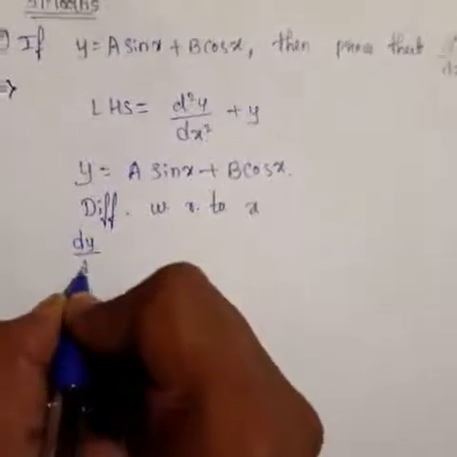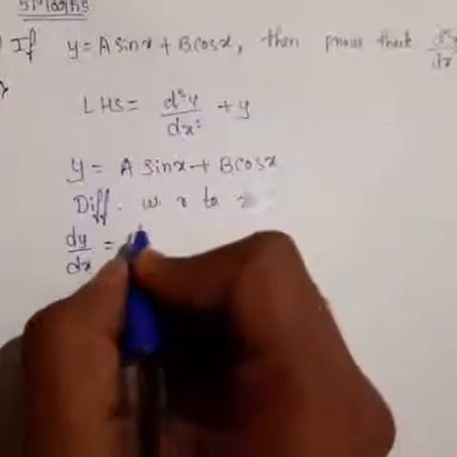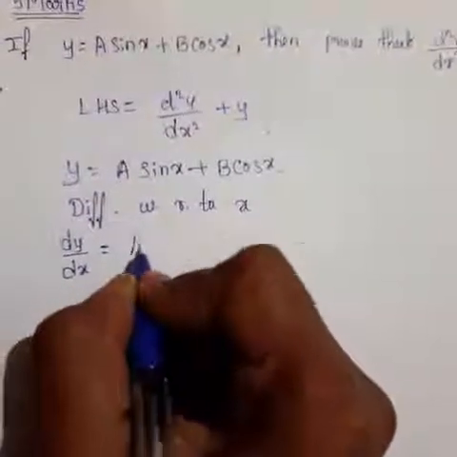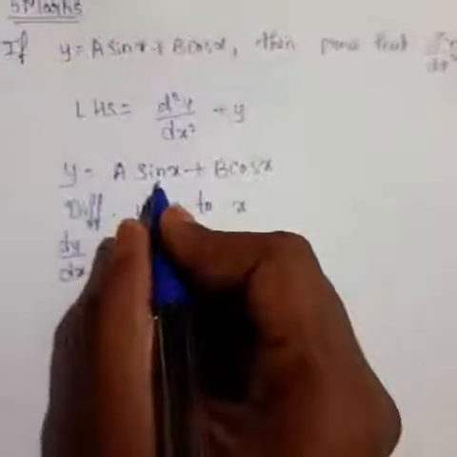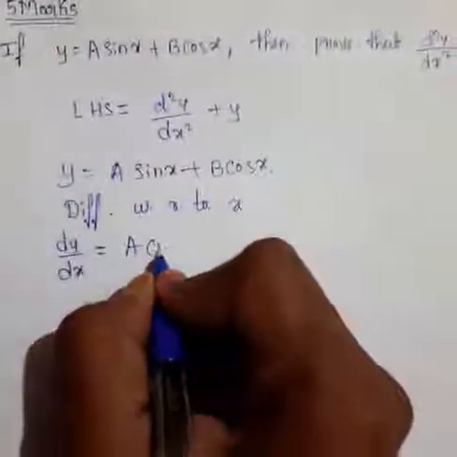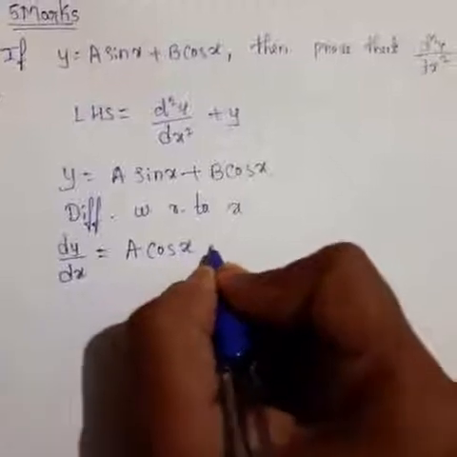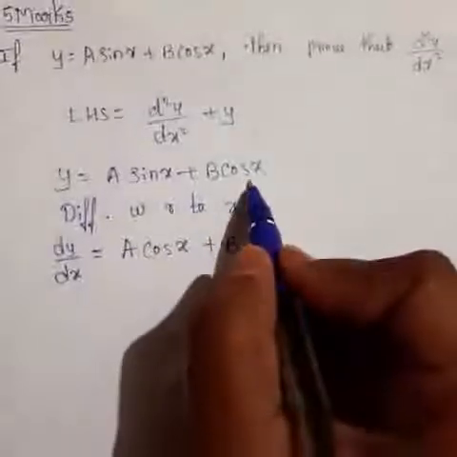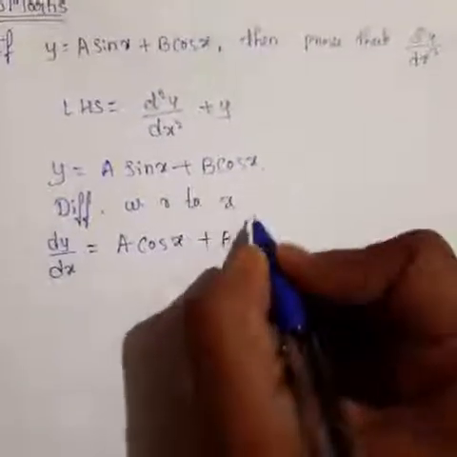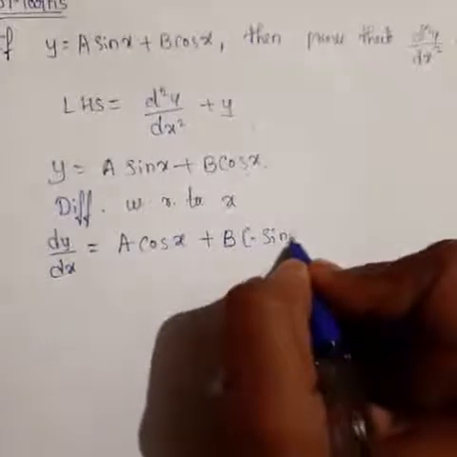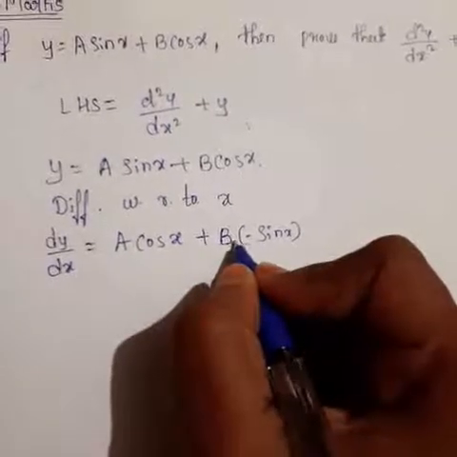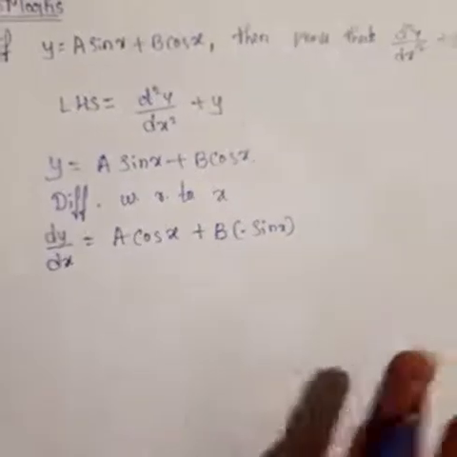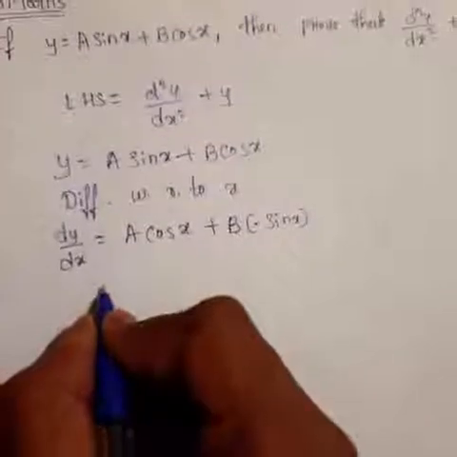Differentiate with respect to x, y becomes dy by dx is equal to, here capital A and capital B are constants. A is as it is. Differentiation of sin x, you all know, is cos x, plus B is a constant as it is. Differentiation of cos x is minus sin x. In the multiplication, if your next term is negative, then you should write it in brackets, otherwise you will get confused.